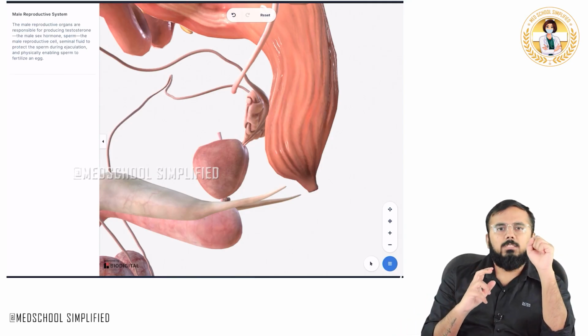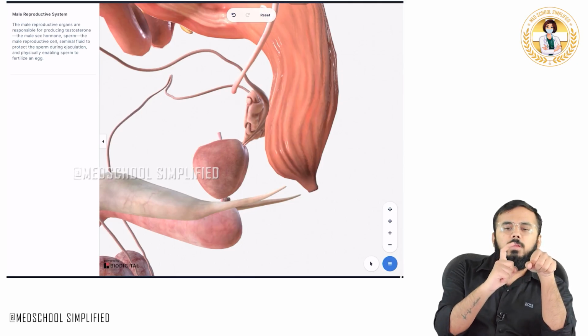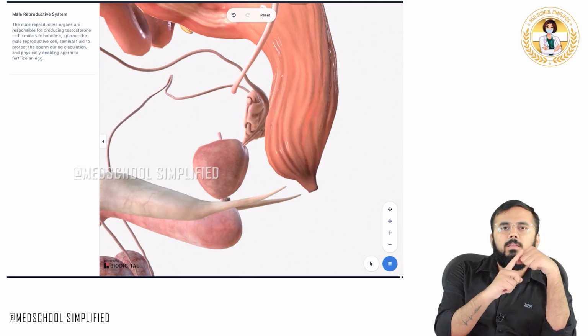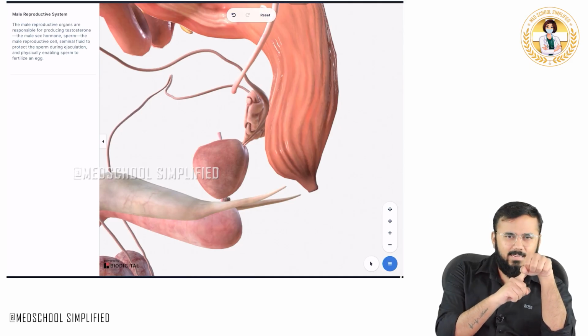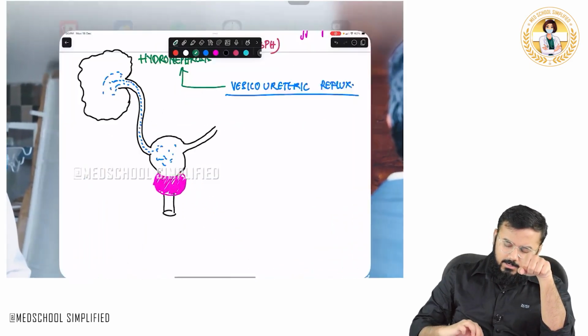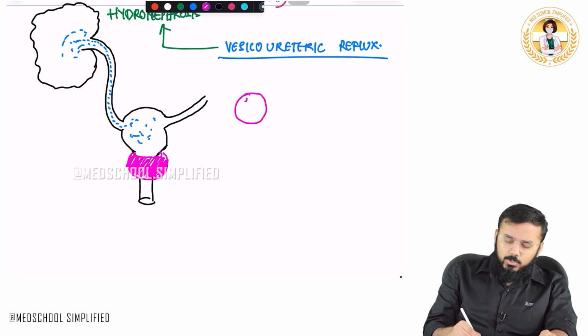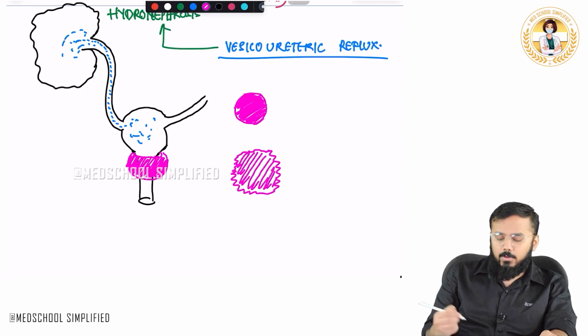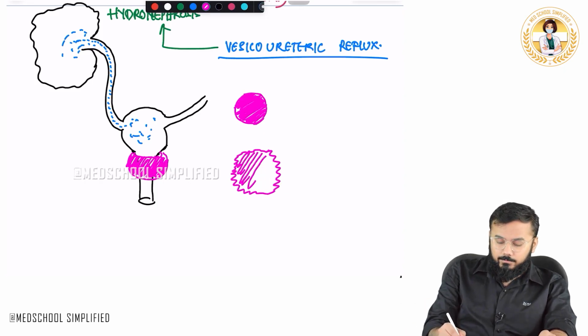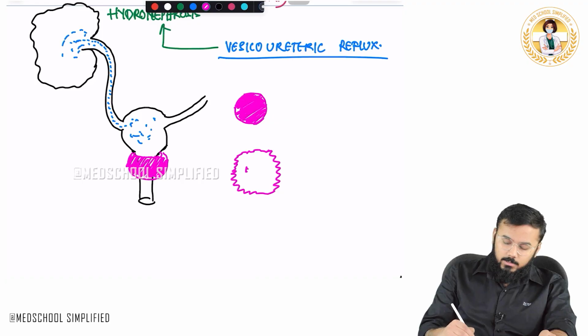So what I will do is, after putting my finger inside and palpating, if I find some irregularities, for example, if this is your prostate gland which is enlarged, and this is also a prostate gland which is enlarged like this.